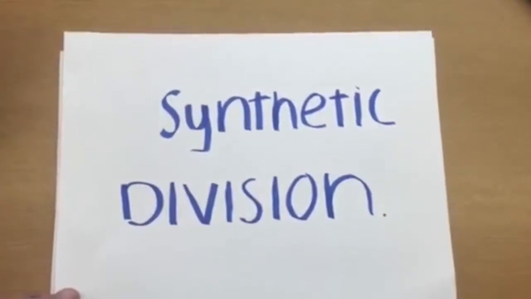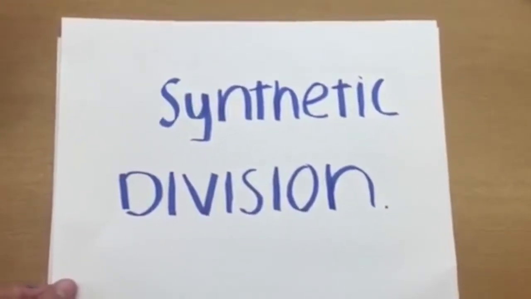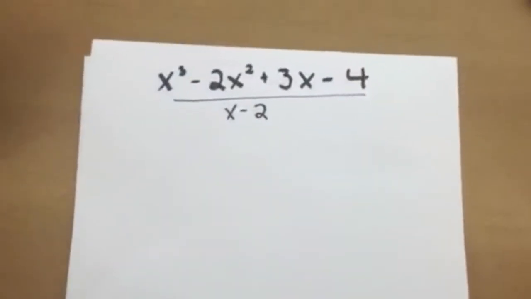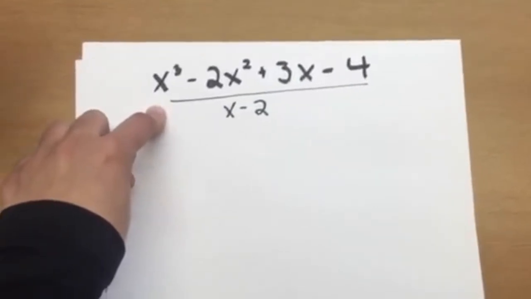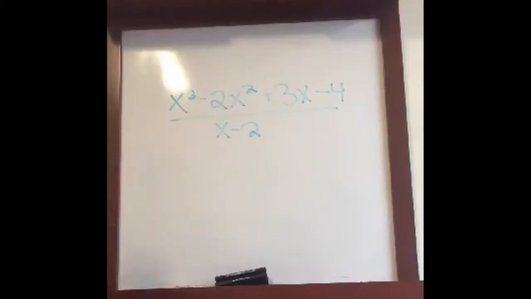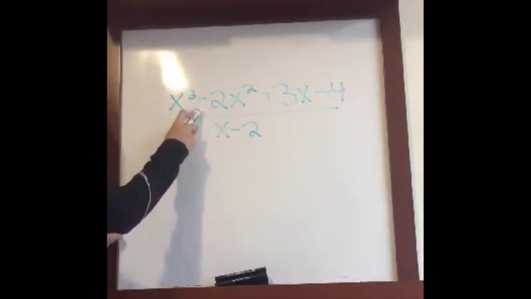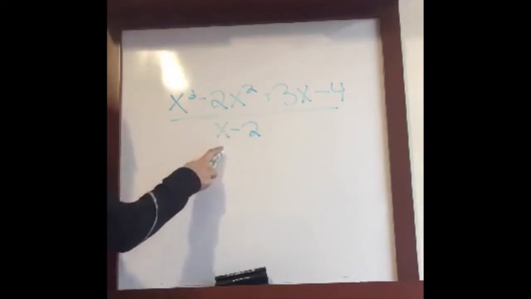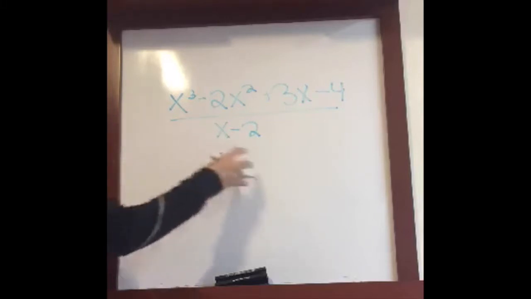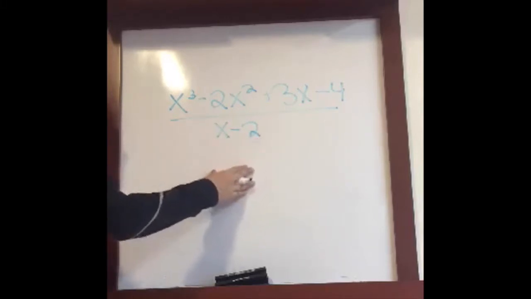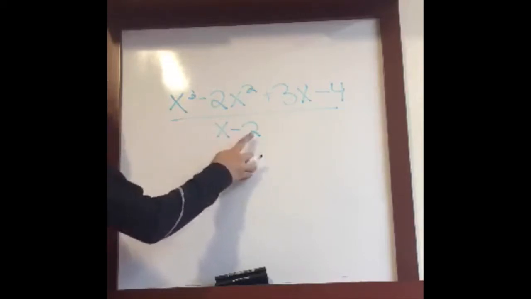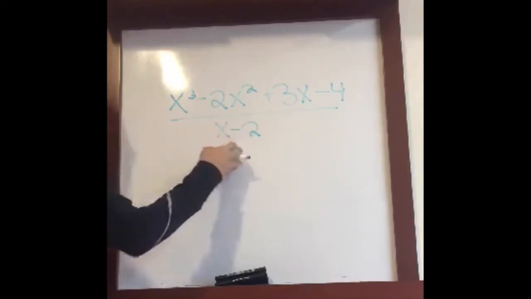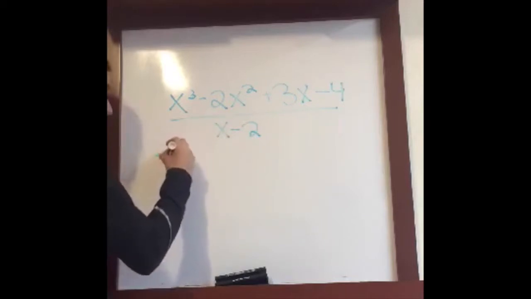Hello, today we're going to talk about synthetic division, and we have one example here, a polynomial divided by a first degree polynomial. Okay, so now we have here our polynomial and our first degree polynomial. We're going to take this part, and our basic number will be -2, but we are going to change the sign, so it's going to be +2.